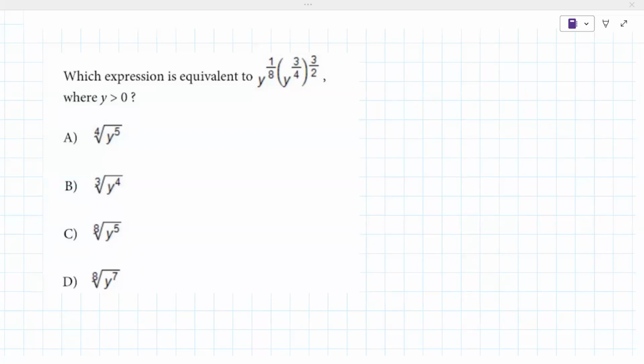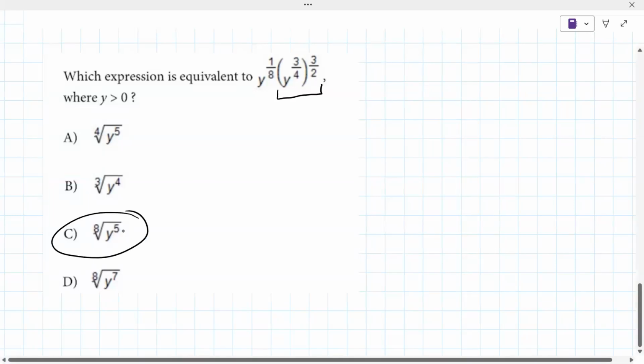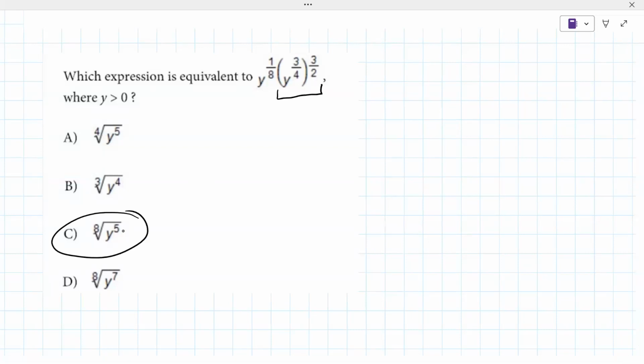I got C. Okay. Tell me what you did to get C. How did you handle this part on the right? I distributed the 3/2 into the y, and I got 9/8. Good. And then from here, did you add the exponents to get 10/8? Yes. Okay.